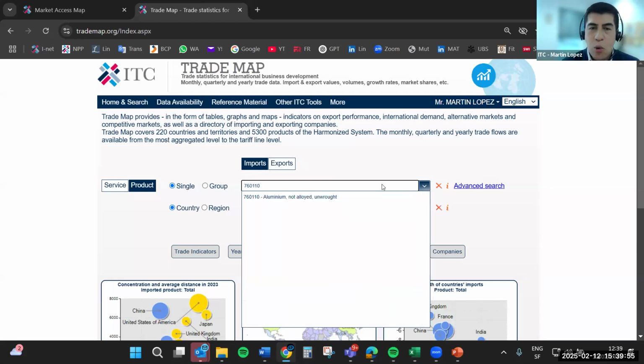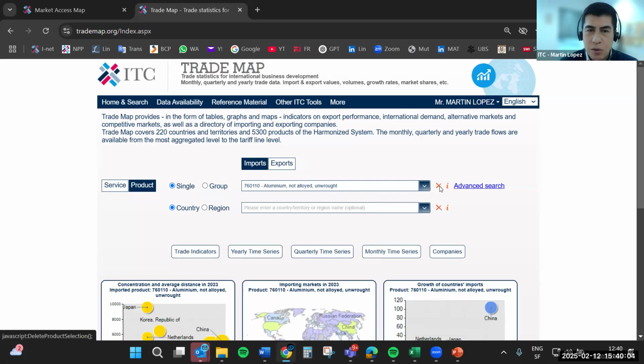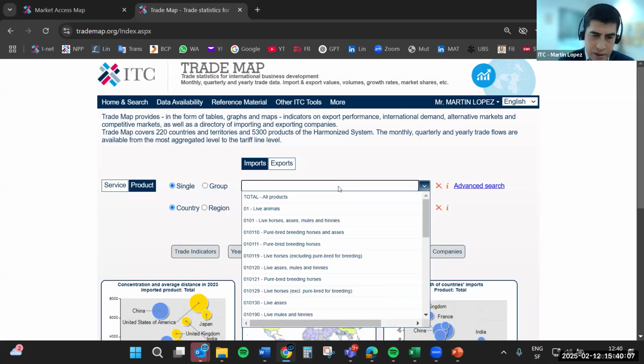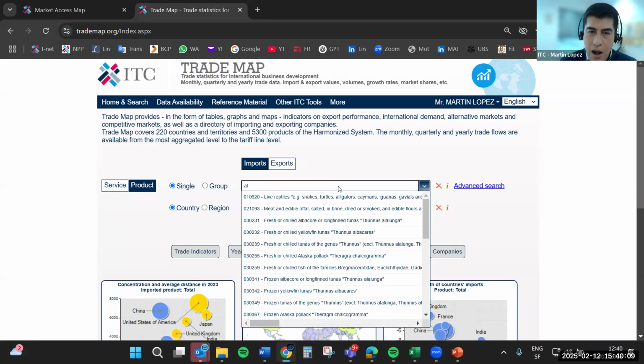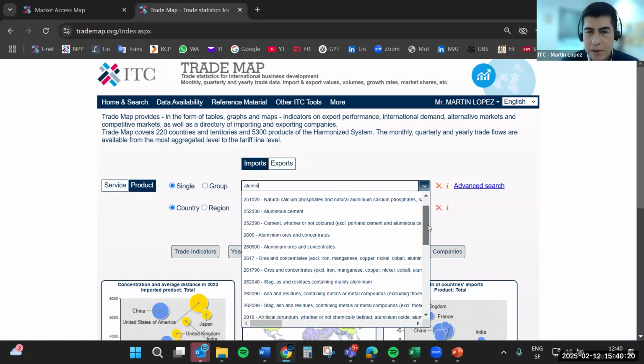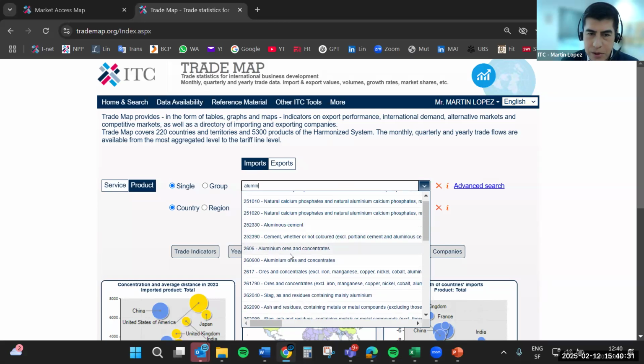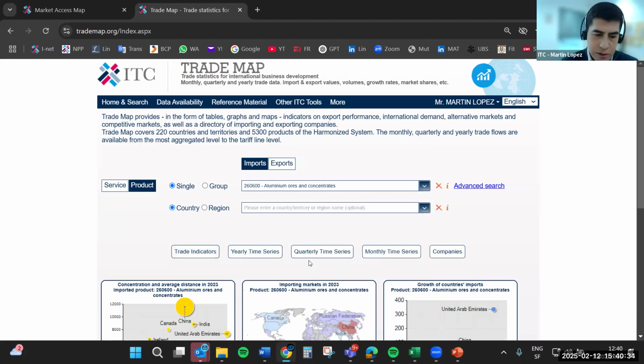You just type your HS code at the 6-digit level, or if you don't have your HS code, you can just start typing the product. Like, for example, I'm going to type aluminum and let the system make the suggestions for those products that contain the word aluminum. And here you have them according to the nomenclature. And let me pick this one, excuse me. Oh yeah, aluminum ores and concentrates.